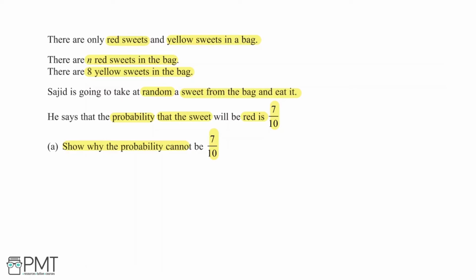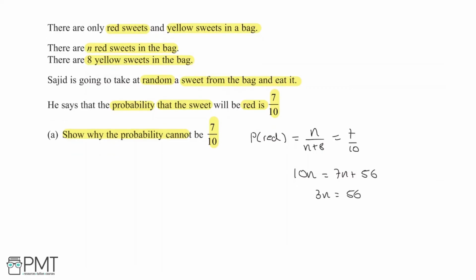So to begin with, the probability of red, we can say P red equals n over n plus 8. And we're going to let this equal his fraction of 7 over 10. This means that we have 10n equals 7n plus 56, 3n will equal 56, and this means that n will equal 56 over 3. Now this isn't a whole number, which means that it can't be n, because n is a number of sweets.